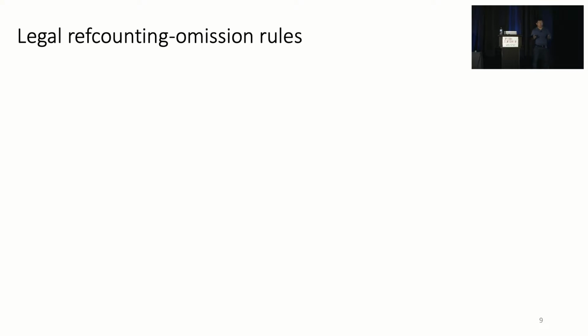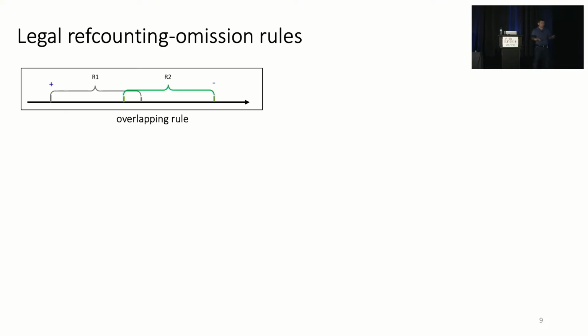So our solution to this challenge is to propose a model to describe what is the legal omission of reference counting. And we list them here. The first one is the overlapping rule. Here, we have two references, R1 and R2. So ideally, we should have the reference counting for both R1 and R2's creation and destruction.